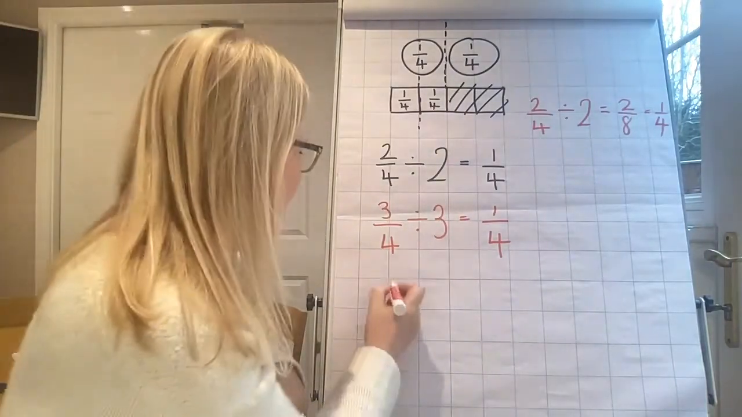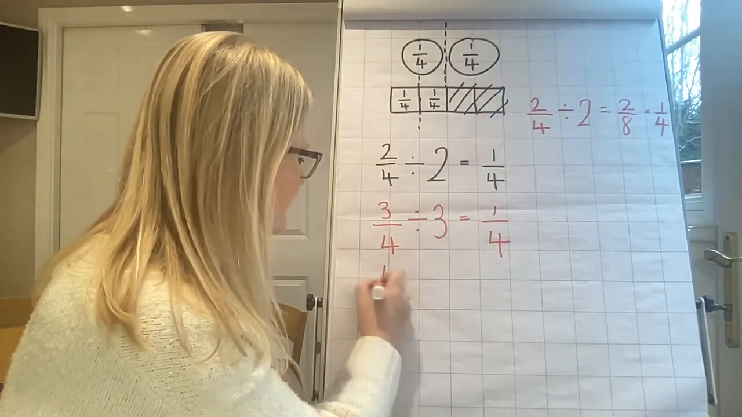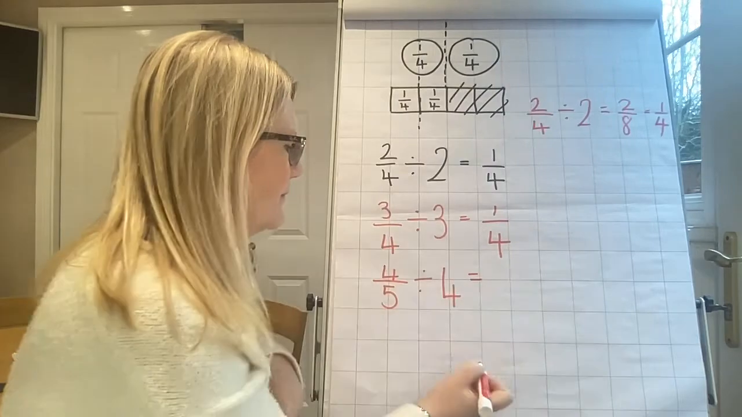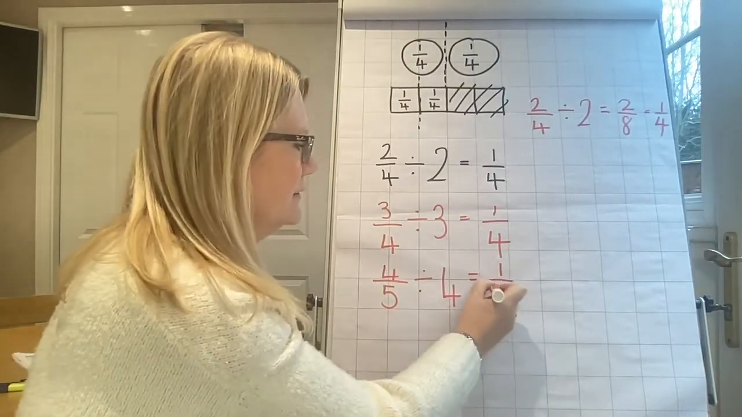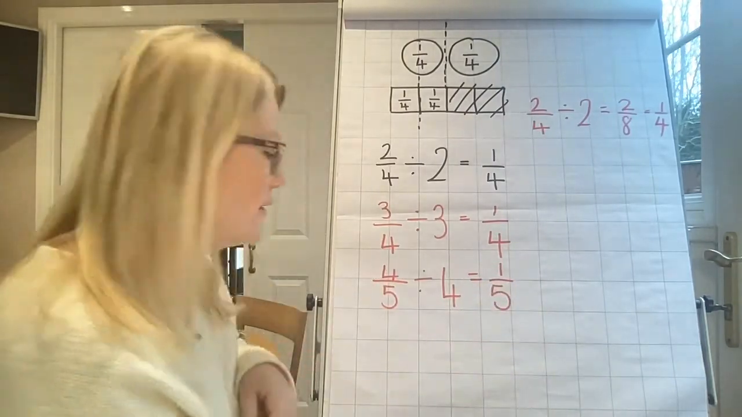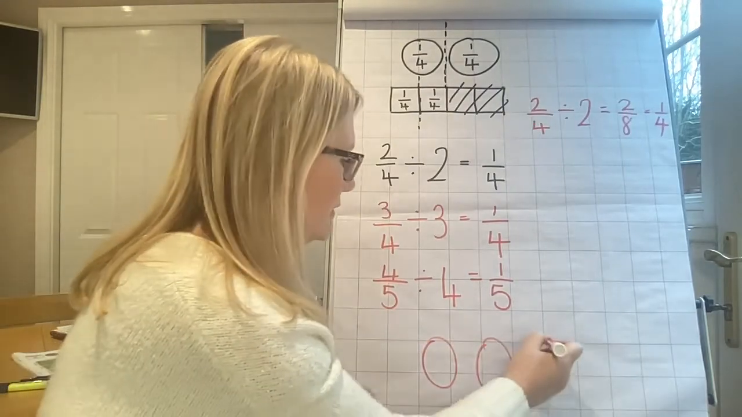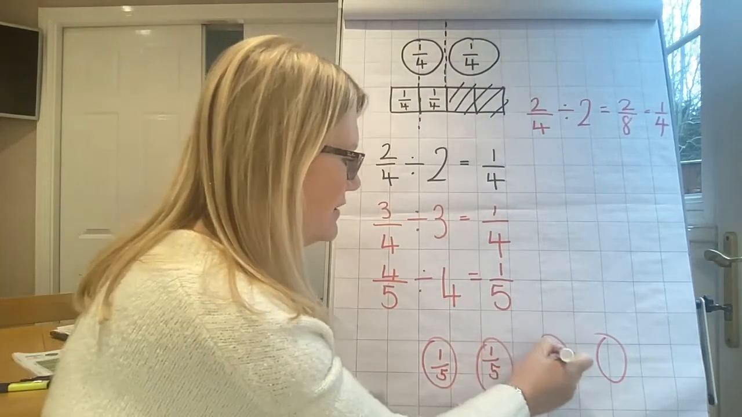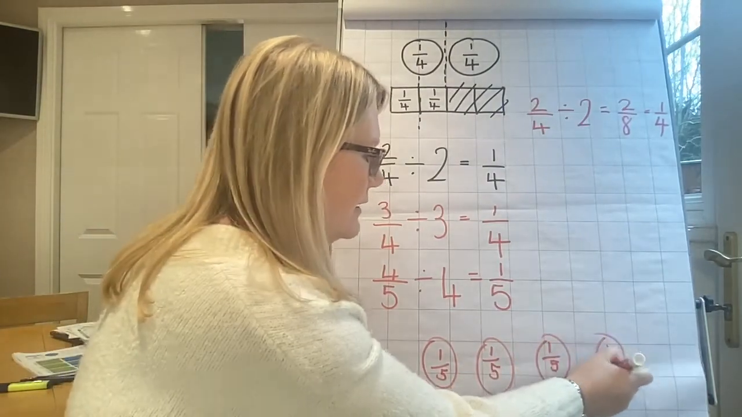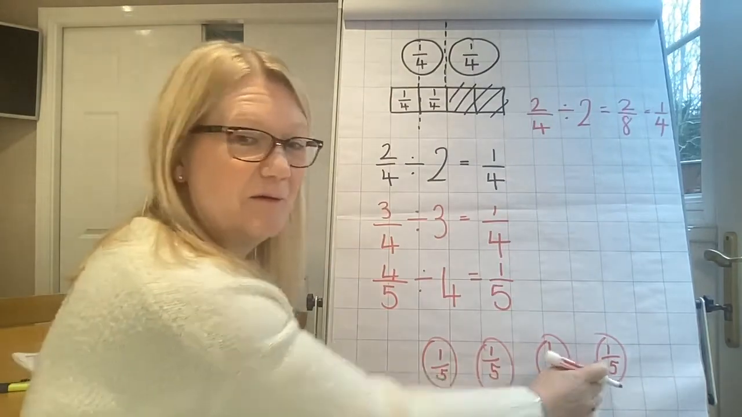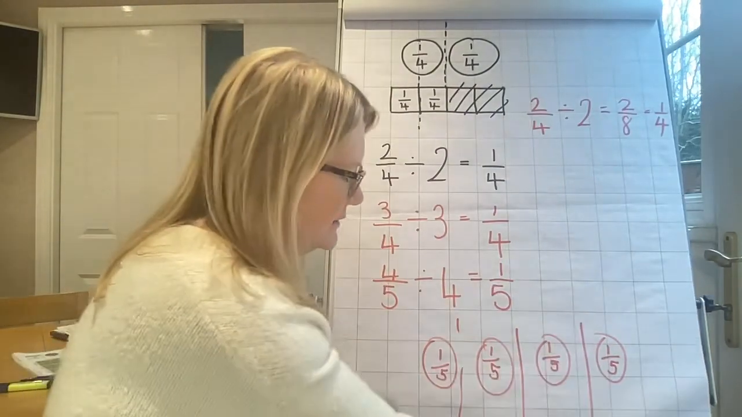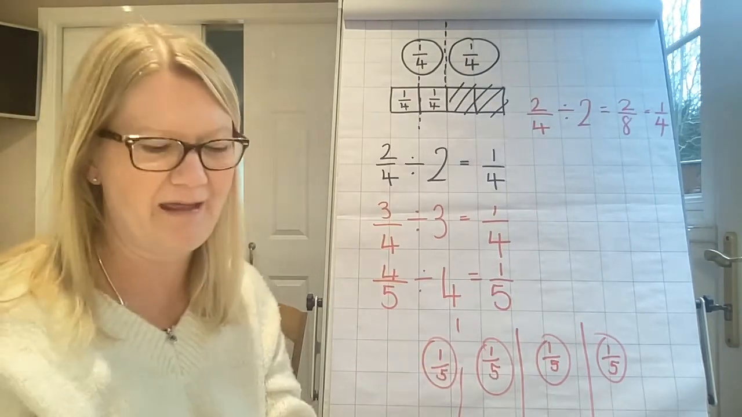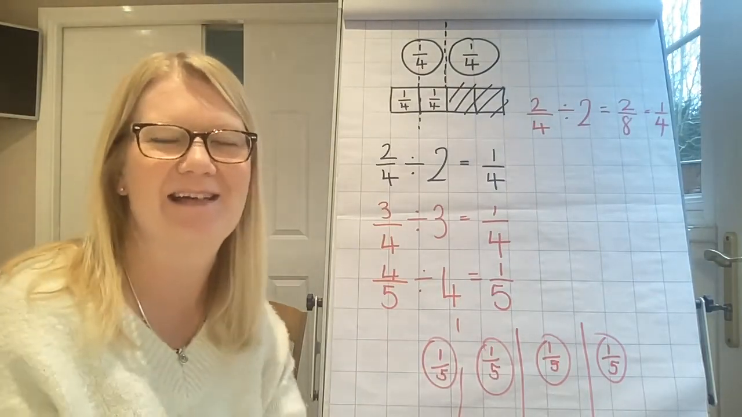One more, 4/5 divided by 4 equals 1/5. And we could draw it if we just drew, there we go, one of those, each of those equals 1/5. So altogether we've got 1, 2, 3, 4/5. Divide them by 4, each section has 1/5 in. It is as simple as that.